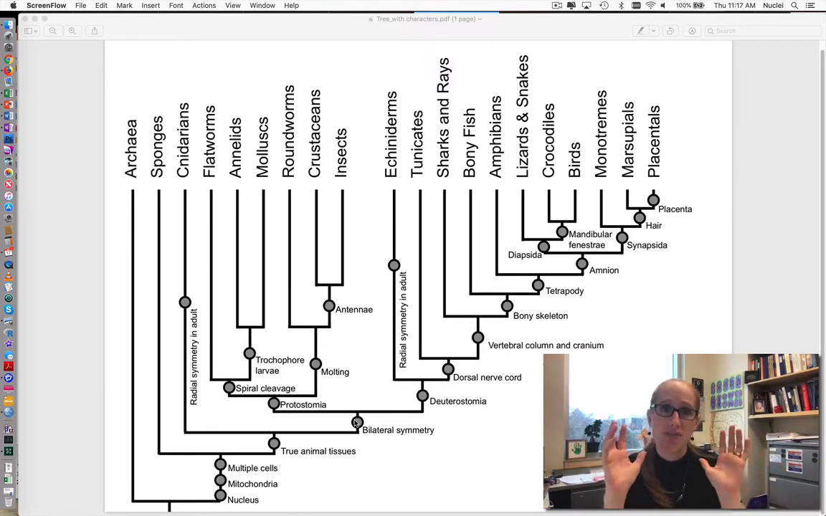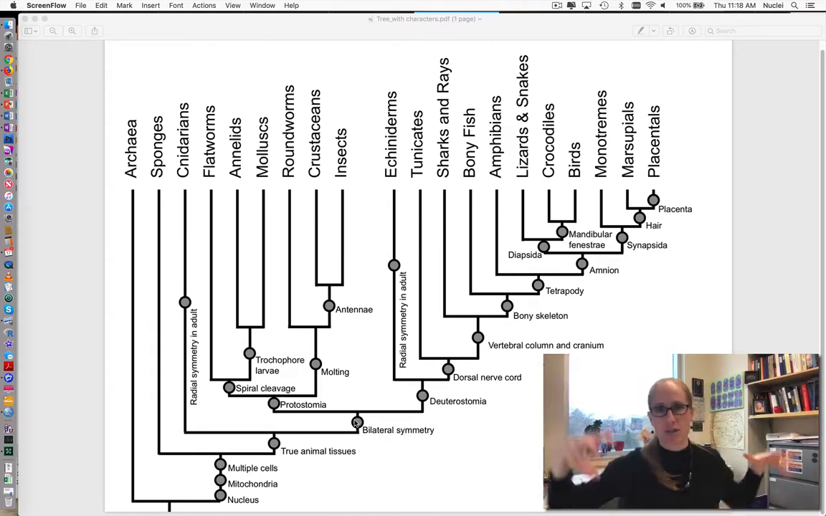So if you're a cnidarian, like a sea anemone, you can go in any direction, right? All of your different directions are the same. Whereas if you've now got a front and a back, well, I can only go in one direction. I can only bend in one direction.